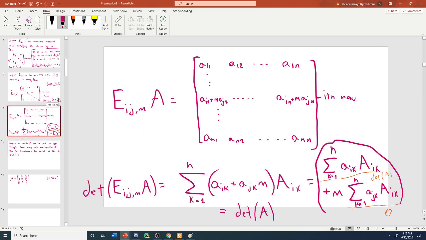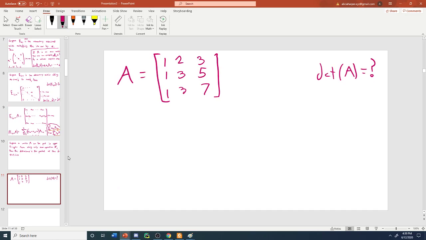Because whenever I apply row operations of type 3, I'm not changing the determinant. So what I'm going to try to do is use type 3 row operations to put this matrix in upper triangular form, and then basically just take the product of the resulting diagonal entries. So what I do here is I set row 2 equal to row 2 minus row 1, and row 3 equal to row 3 minus row 1. These are both type 3 operations.